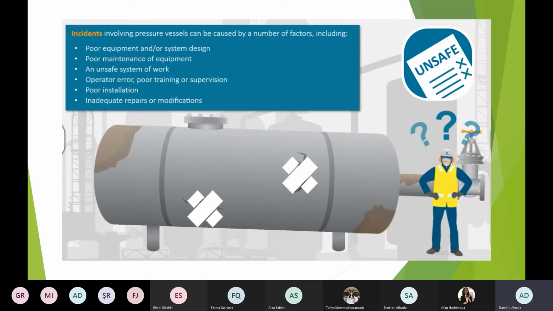An unsafe system of work, for example: if we bought this equipment and brought it to the site for operating with water, like transferring water inside, but we are using it for oil, or vice versa, it's creating a problem. Then operator error, poor training or supervision.